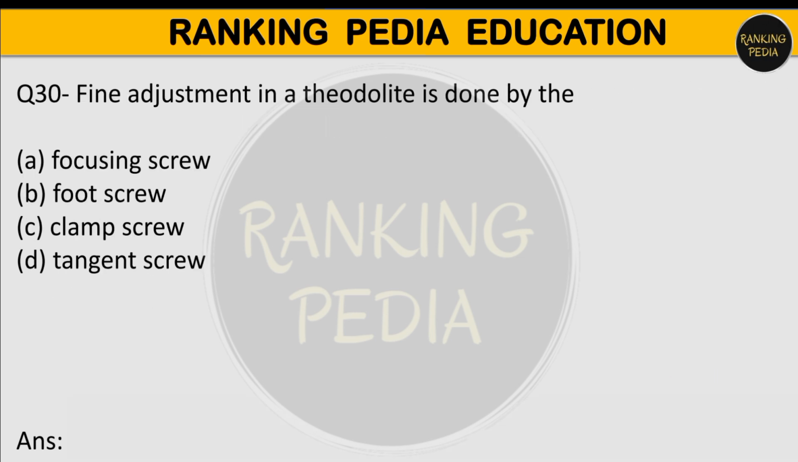Next question is, fine adjustment in a theodolite is done by, your options are focusing screw, foot screw, clamp screw, or tangent screw. So fine adjustment in the theodolite is done by tangent screw. That is your option number D is correct. So these are important questions for your examination.